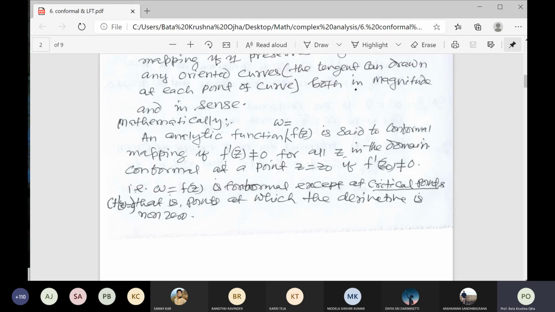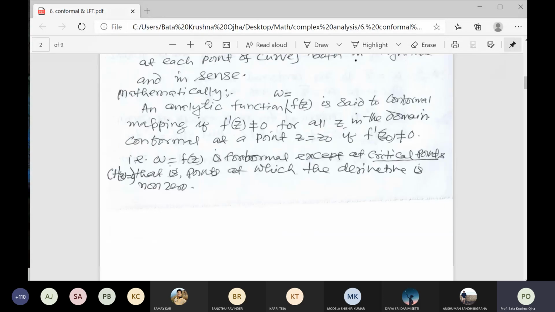The point at which the derivative is 0 or undefined is called a point that is not conformal. That is, the point is called not conformal for the mapping. That means here z is equal to 0 for the function f z is equal to 1 by z. The mapping is not conformal there, but at all other points it is conformal.